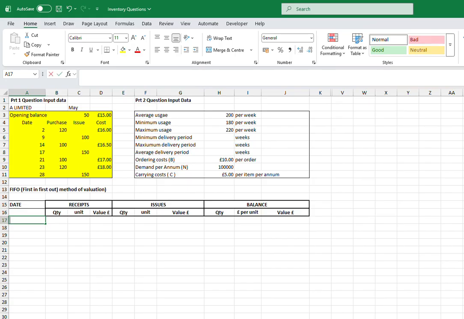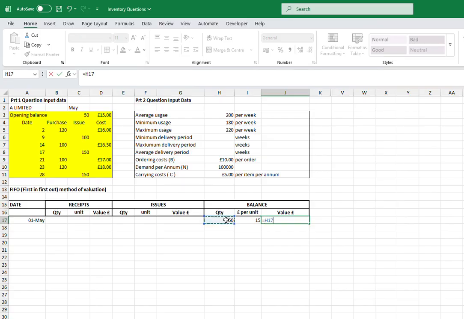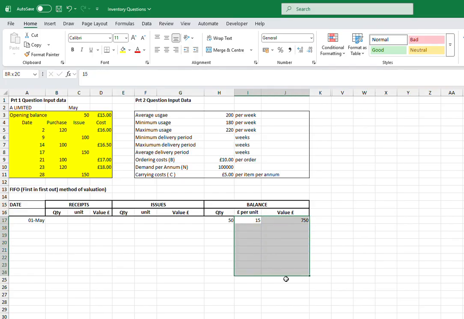And we've got the opening balance. This is all May, so let's just put 1st of May. Opening balance, we have 50 at £15. Multiply the two together, the total value of our costs is £750. Just going to make them currency. And that's at the end of 1st of May.